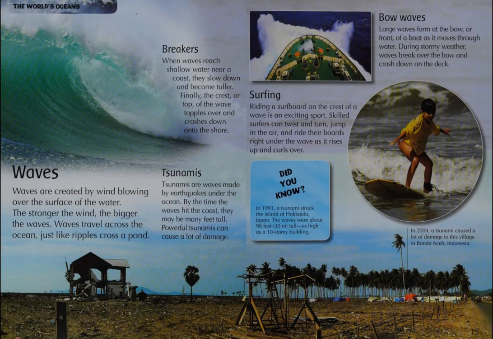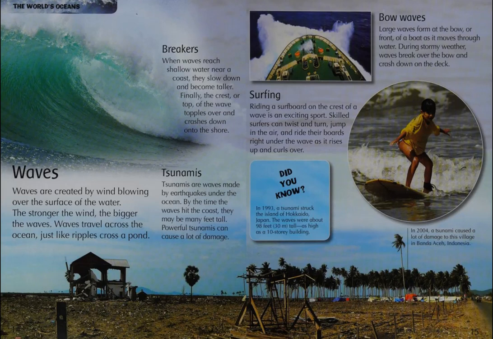Tsunamis. Tsunamis are waves made by earthquakes under the ocean. By the time the waves hit the coast, they may be many feet tall. Powerful tsunamis can cause a lot of damage. In 2004, a tsunami caused a lot of damage to this village in Banda Aceh, Indonesia.